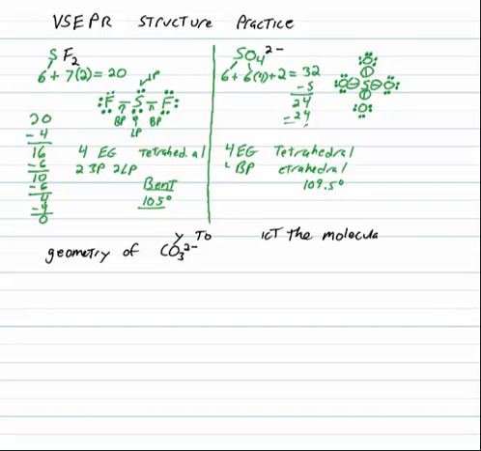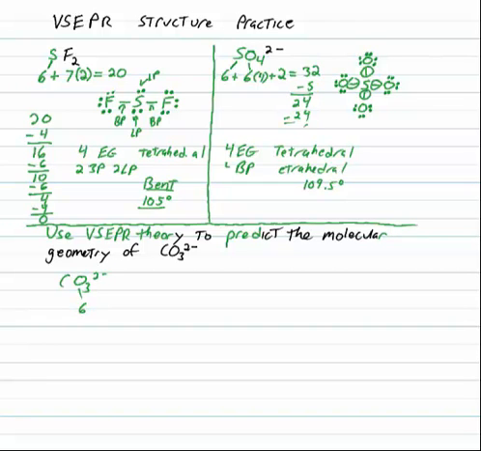Now if we look at the clicker question, it says use VSEPR theory to predict the molecular geometry of CO3 2-, the carbonate ion. We do much the same here. Let's write down our formula, CO3 2-, and figure out the number of valence electrons. I have 4 valence for carbon, 6 for oxygen, and there's 3 of them. I have a 2- charge, so I need to add 2 electrons. This gives me 24 valence electrons that I can use to make the bonding.